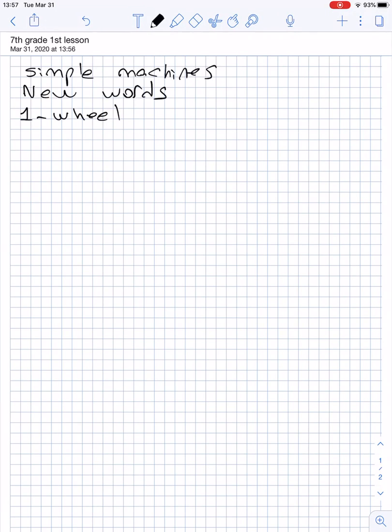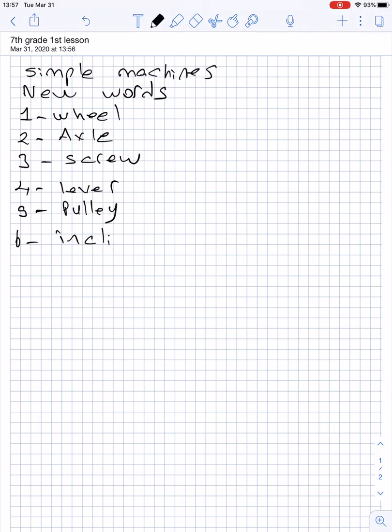First is wheel. What is the wheel? Second is axle. What is the axle? Third one, screw. What is the screw? Fourth one, lever. Next, pulley. Sixth one, inclined plane. Next, wedge. What is the wedge?